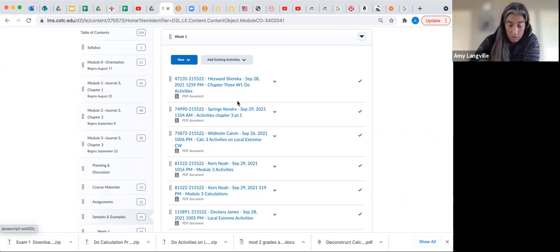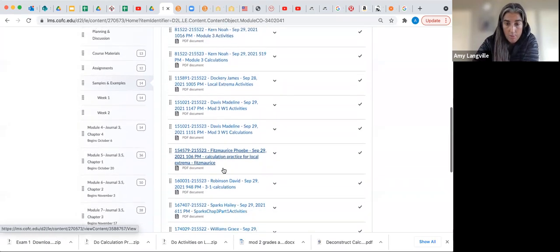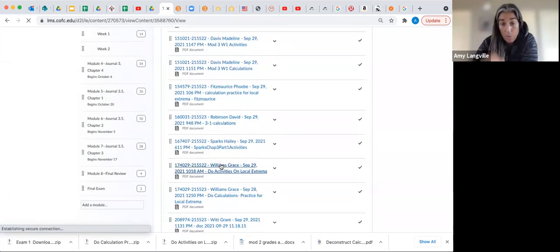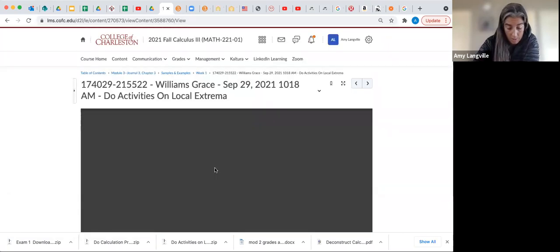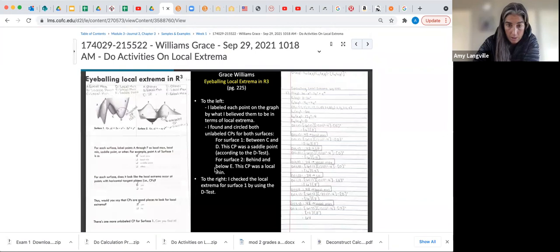Let's see. Okay, then let's go to Grace's. This is for the eyeballing local extrema, the first activity. You're just looking at the picture and trying to see if you can use your key terms. What I liked about Grace is always really nice display. So you have the equation here, and she went ahead and actually tested it with the d-test.